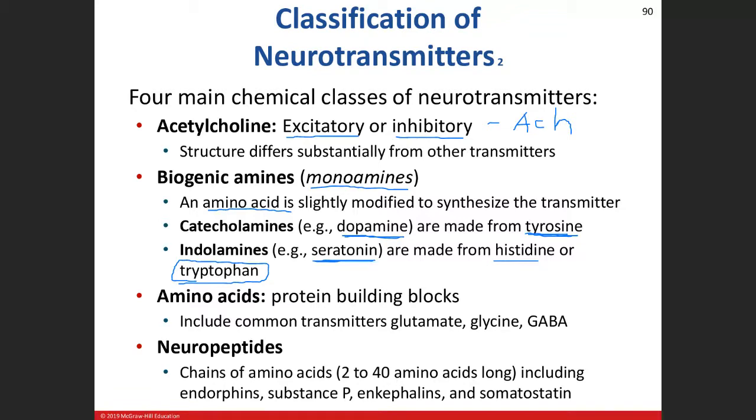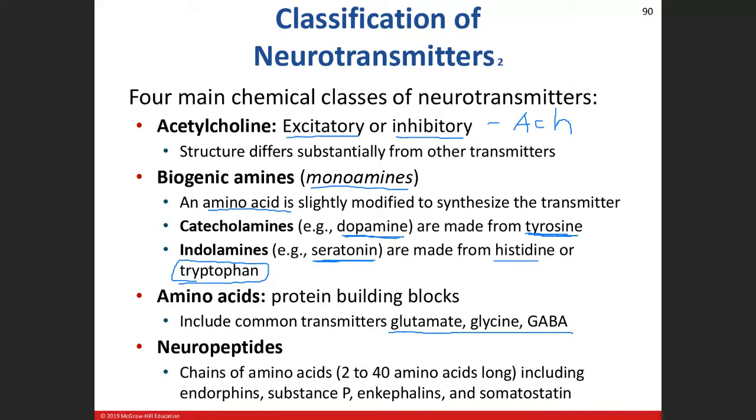All right, the fourth chemical class are just amino acids. We know that amino acids are protein building blocks. But the common ones that we see are glutamate, glycine, and GABA. They play an important role in our neurotransmitters. Mainly, several of these, the glutamate and the GABA, we can see they play a role in our central nervous system. And then finally, the neuropeptides.